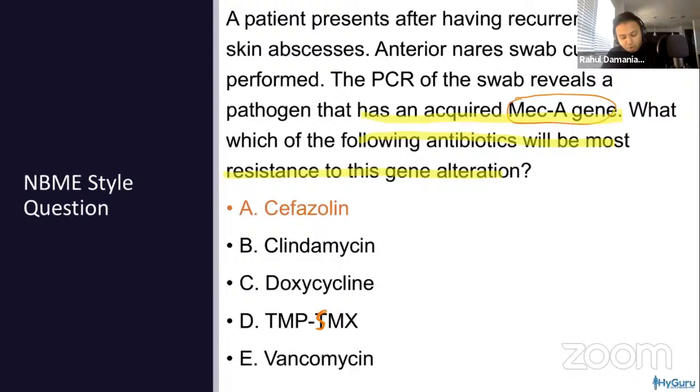What's important for us to recognize is that cefazolin has a beta-lactam moiety, just like penicillin. And so if you have a mecA gene alteration, you're going to have a penicillin-binding protein alteration, and that means beta-lactams are not going to work as well. So this ends up being the highest yield concept, and that is related to MRSA and how MRSA came about.